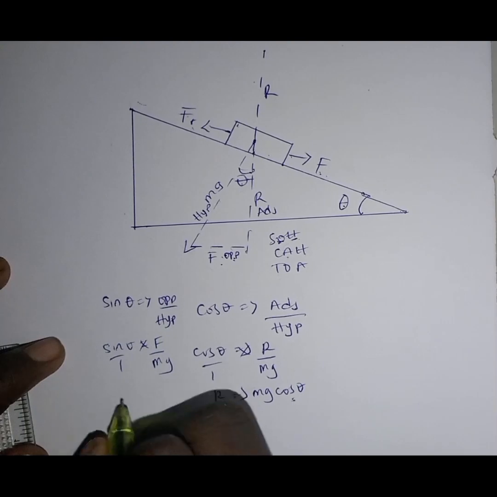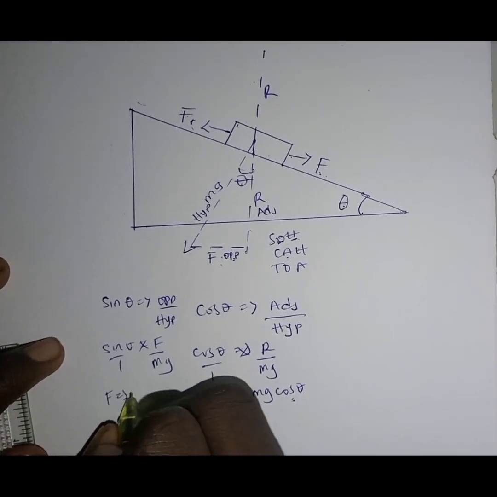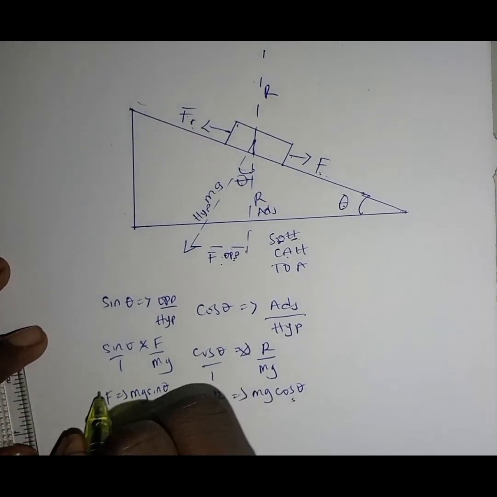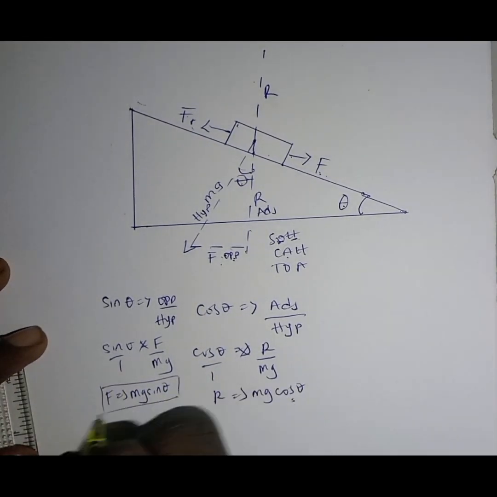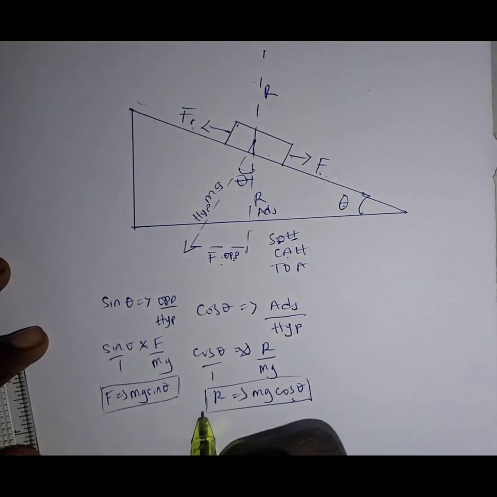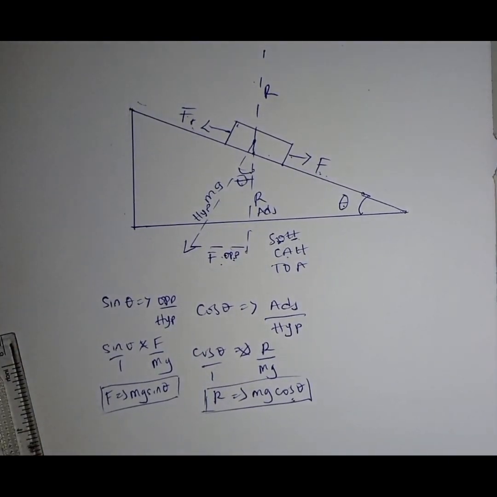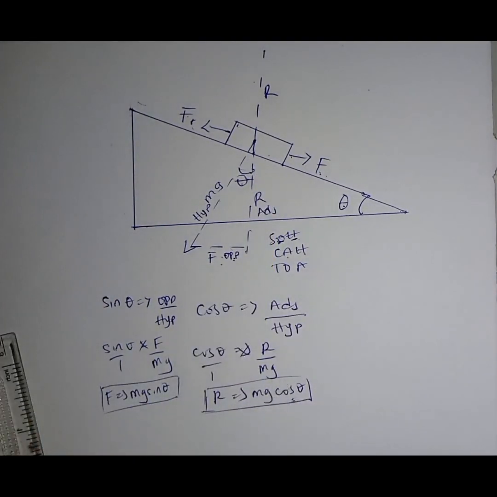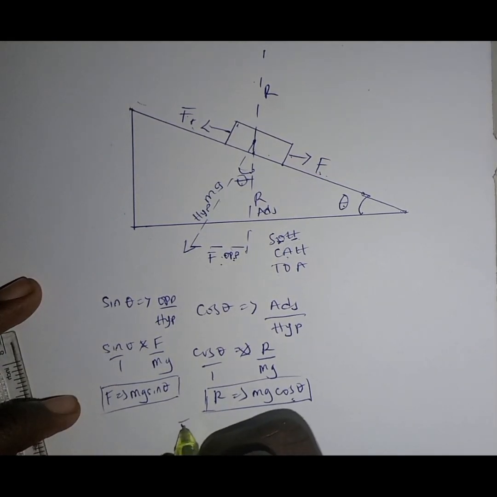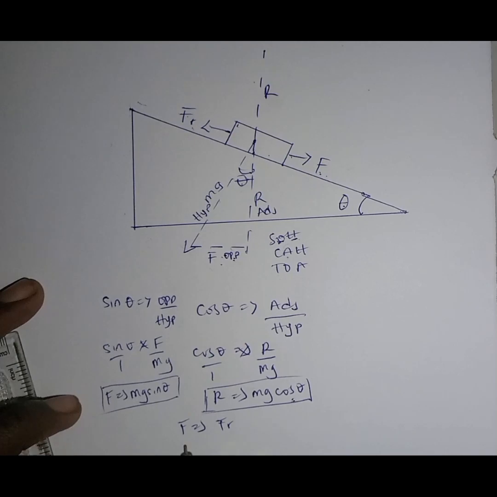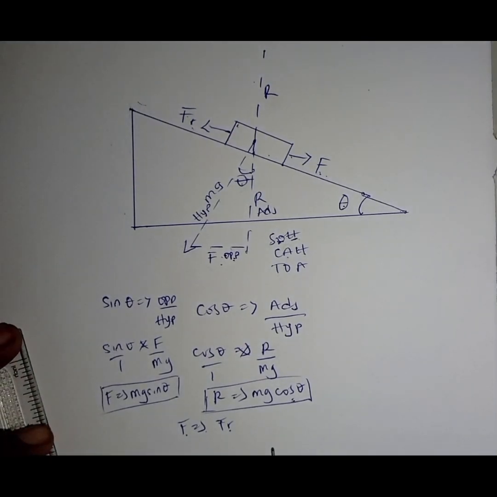Cross multiplying, we will have F equals mg sine theta. Are we together? So this is the formula for force on the plane, and this is the formula for normal on the plane. Now remember, I said that if the body is not moving, if the body is at rest, F equals F friction. If the body is at rest, please take note, the force is equal to the frictional force. So are we together?